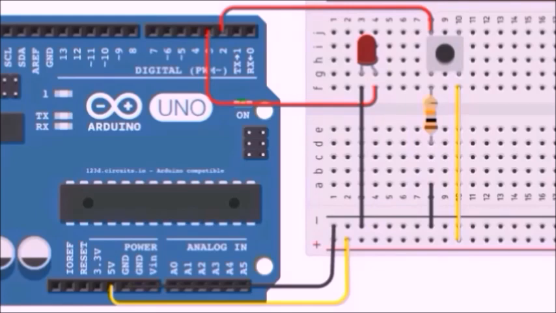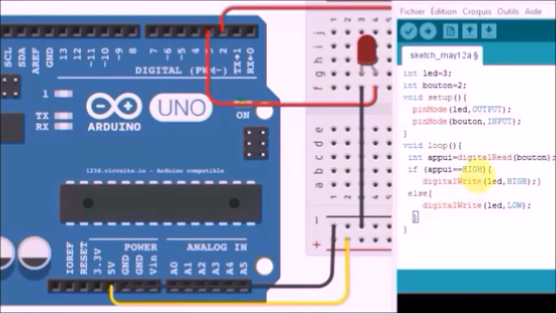What's so cool about coding is that we can have a pull-up with the pull-down connection and a pull-down with the pull-up connection. How? Let's see. We're gonna change just the condition. If appui is equal to low, then switch on the LED, otherwise switch it off.